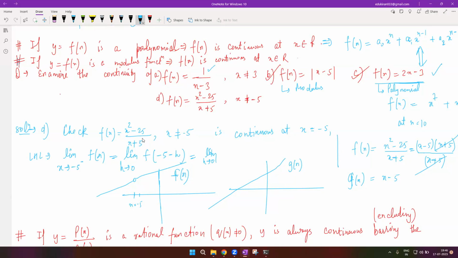Otherwise, LHL and RHL of both the functions will be the same at x is equal to -5. So there is no difference in LHL and RHL. They are the same for both the functions, but the value of the function at that point is different. That does not exist for f(x), but for g(x) that exists. Right? So I'm removing this now. This is just for you to understand the basics of what we are talking about.